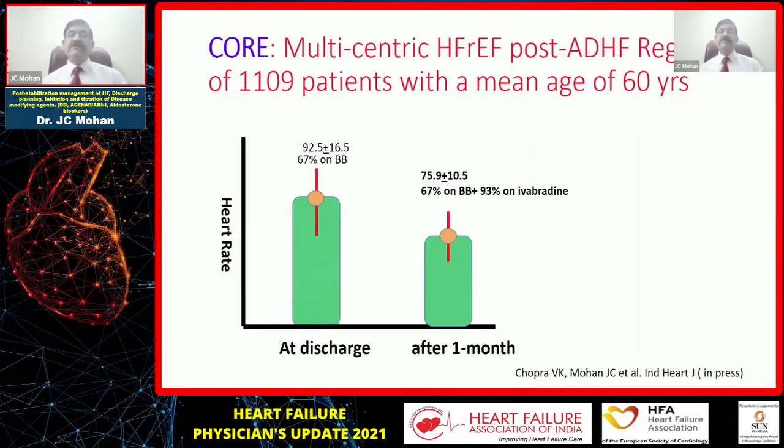And we added ivabradine to 93% of them because we were able to bring down the rate to 75% at 1 month, indicating that even though you have given beta blockers, which you think the patient can tolerate, adding ivabradine will certainly bring down the rate, and data suggests that bringing down the rate is actually going to be beneficial to these patients. Most of that data in acute decompensated heart failure is not available.